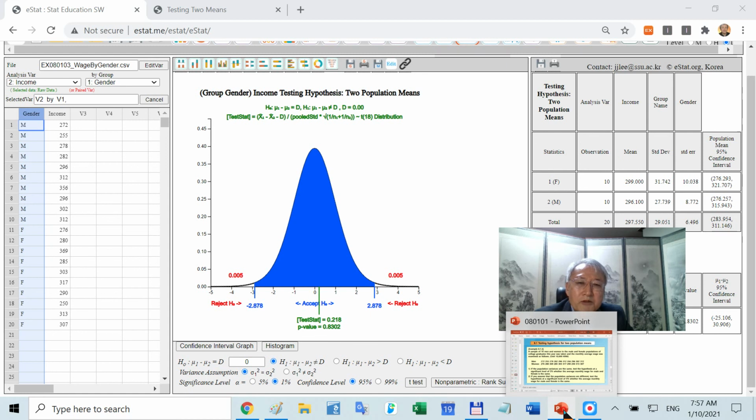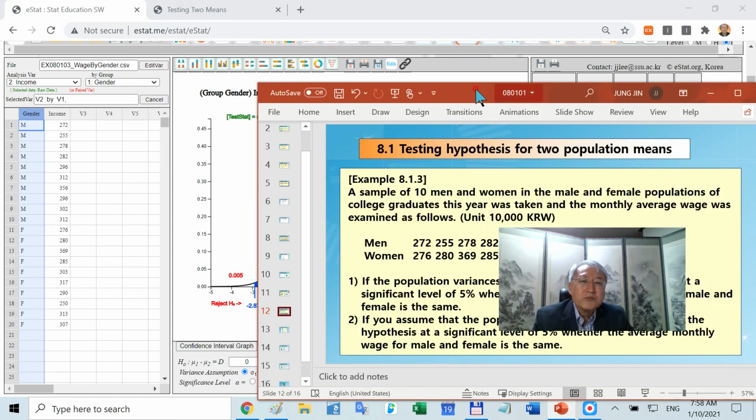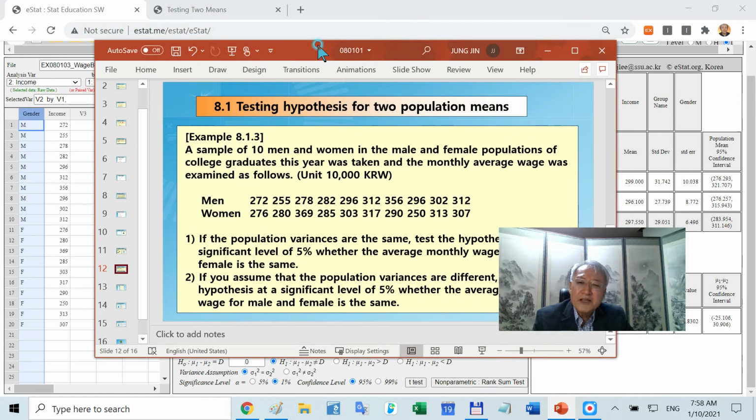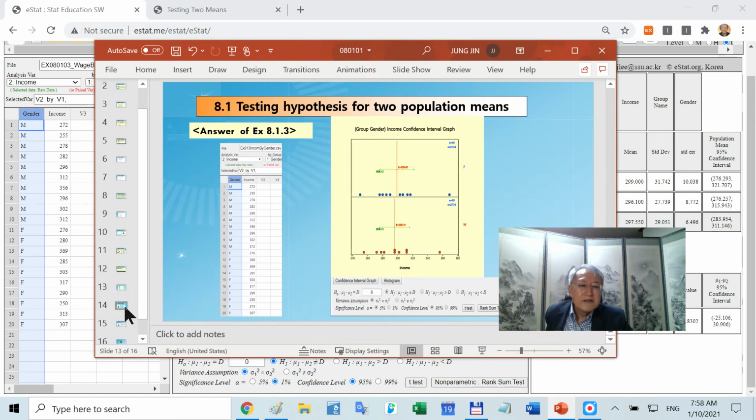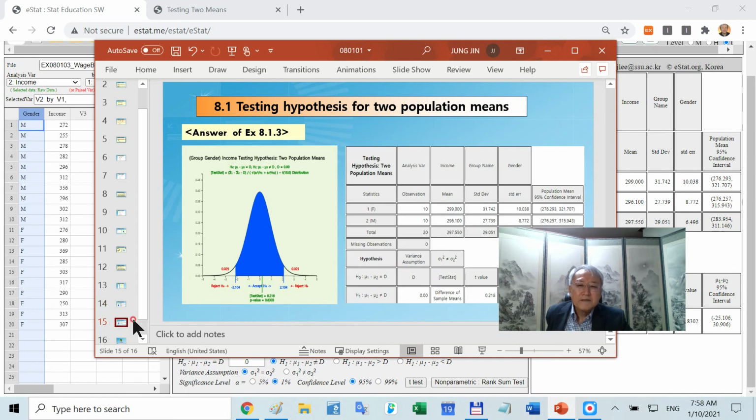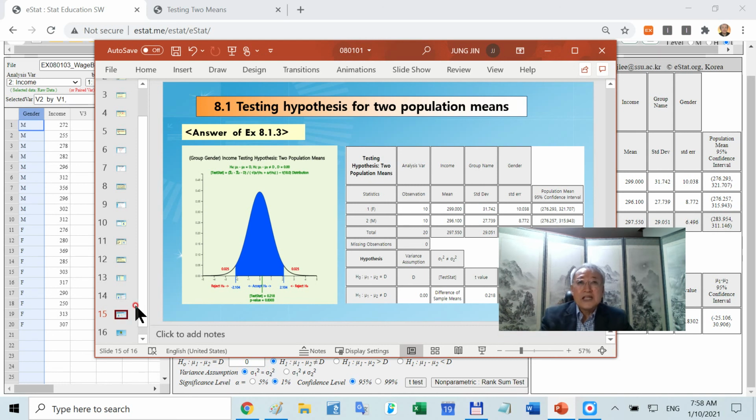Okay, I hope you understand this testing hypothesis. If you understand the chapter 7 testing hypothesis, it would be very similar. Well, next class, we are going to discuss testing hypothesis of two population means in case of a paired sample. We'll discuss what paired sample means.